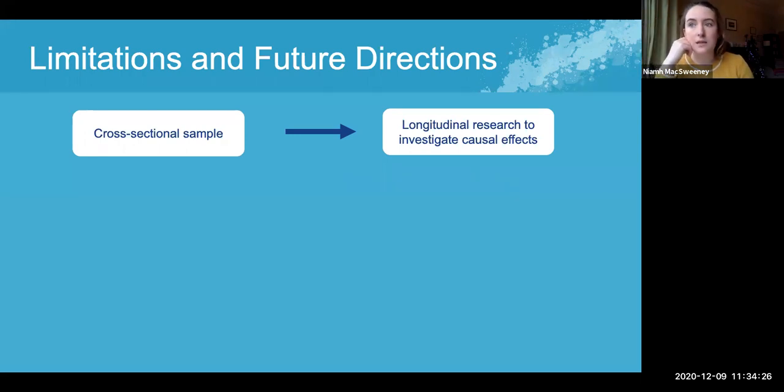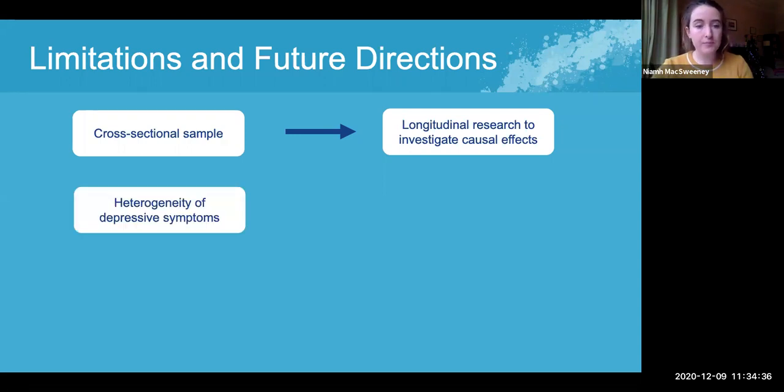And also, I suppose, to look at whether or not the reported discrepancy persists throughout adolescence, and do they become less or more aligned as the young people get older. And then also in terms of the heterogeneity of depressive symptoms. So although we had a binary and a continuous measure of depression, we didn't look at subtypes of depression. And there's quite a lot of talk around the heterogeneity of depression, that we really need to expand our definition of what depression is.